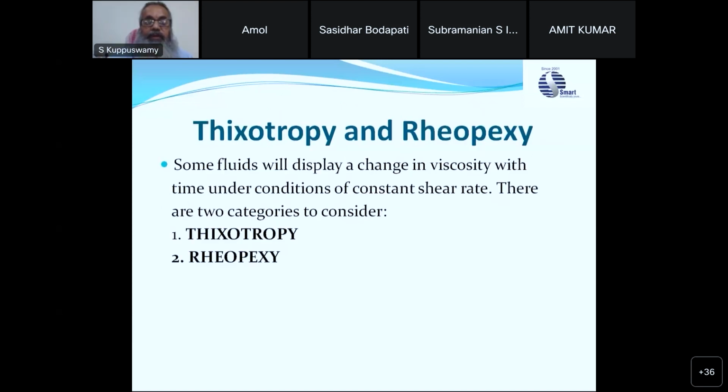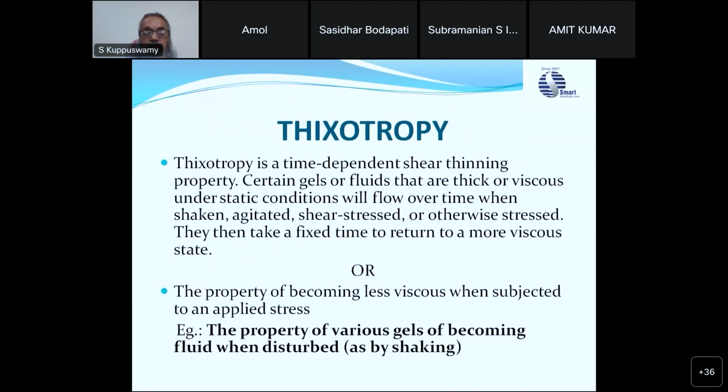Correct. Thixotropy and rheopexy. This also falls under non-Newtonian behavior. Some fluids will display a change in viscosity with time under conditions of constant shear rate. There are two categories to consider. One is thixotropy, another one is rheopexy. What is thixotropy? It is a time-dependent shear thinning property.